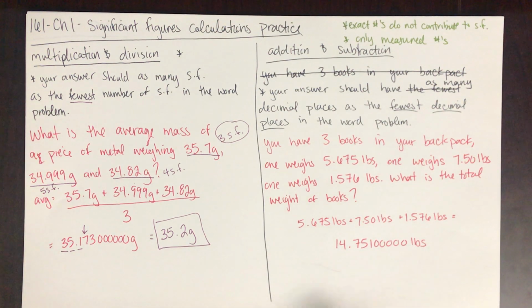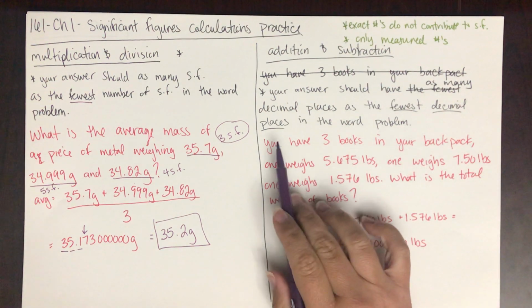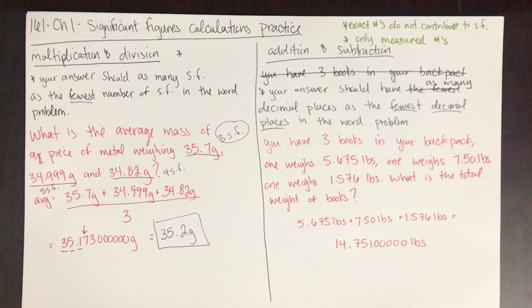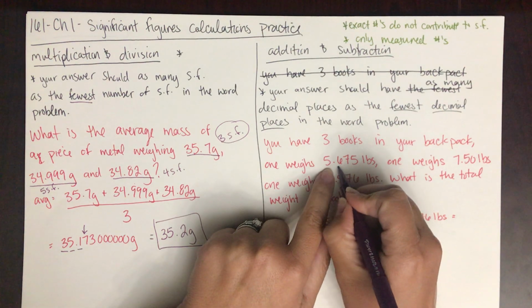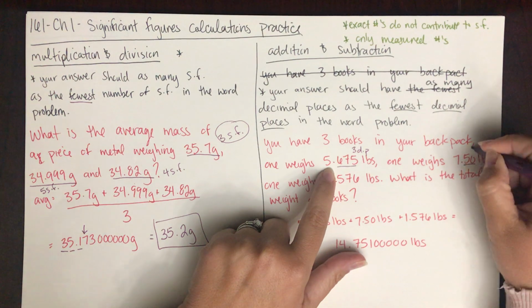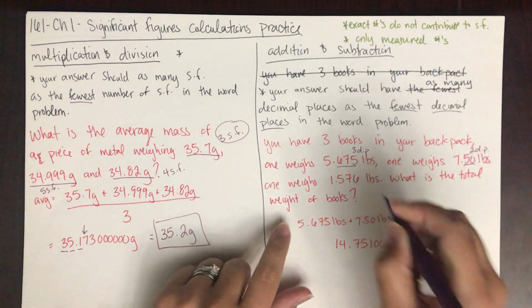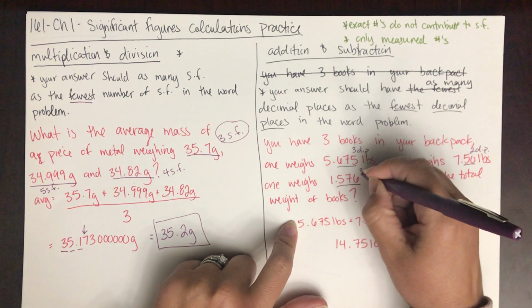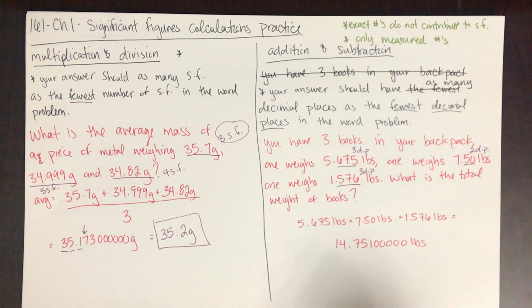So again, if you answered this on an exam, you would lose a point because the math is right, the unit is right, the significant figures are not. So again, let's see how many we should have. We should have the fewest number of decimal places in the word problem. So this has 3 decimal places. This has 2 decimal places. This has 3 decimal places. So that means my answer should have 2 decimal places.